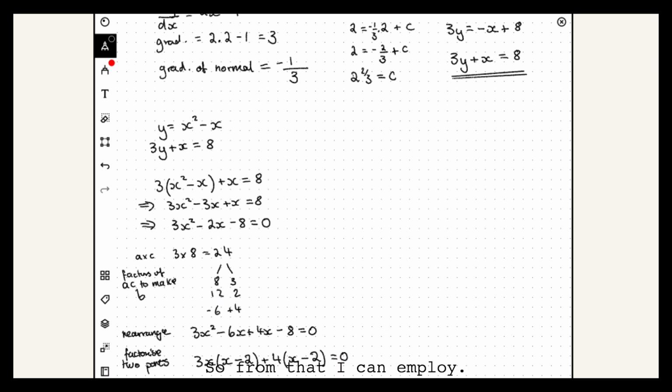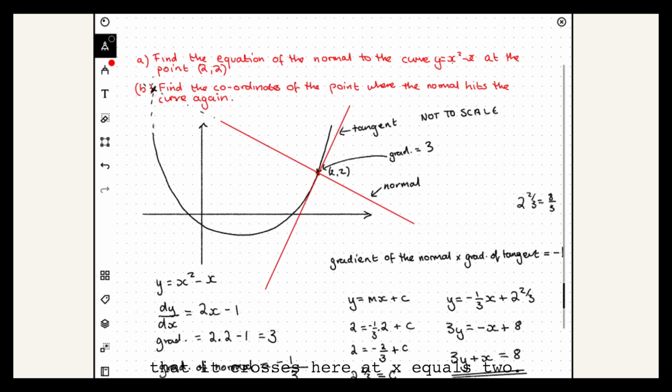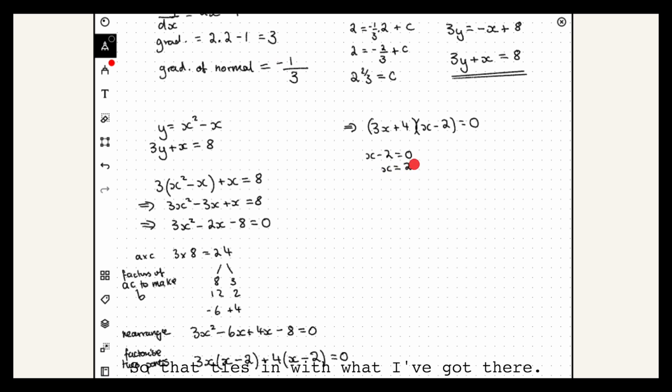So from that I can imply that 3x plus 4 times x minus 2 equals 0. These are my factors. And so x minus 2 is 0, and that ties in with what we know already up here, that it crosses here at x equals 2, because if x minus 2 equals 0, then x will equal 2. So that ties in with what I've got there.